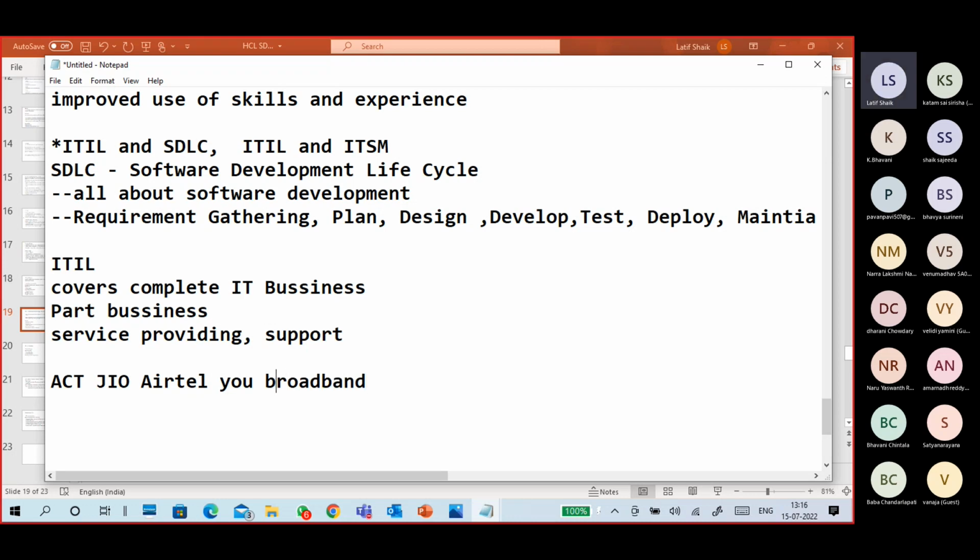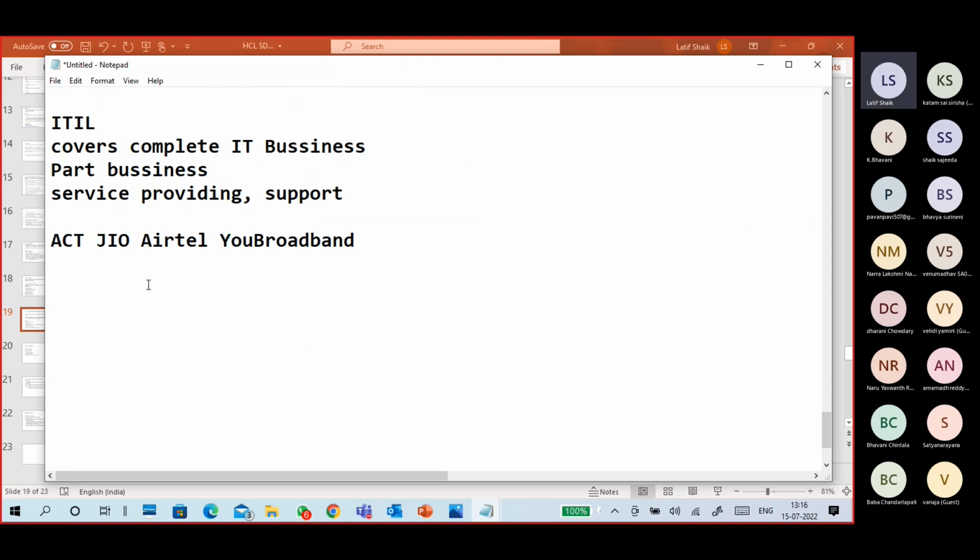Okay, current top broadband connections. So now still it is there: ACT, JIO, Airtel, U broadband. So what I check is which internet service is available in my area. I'm talking about the service side, right? So the first question is, which service is available in my area?